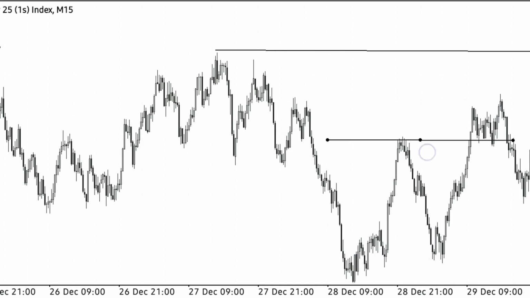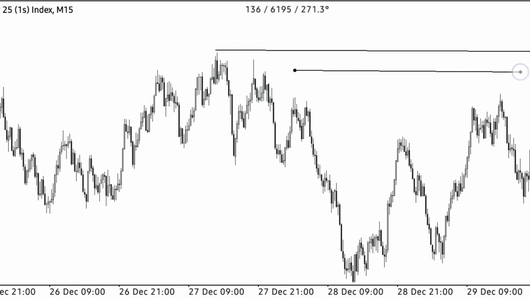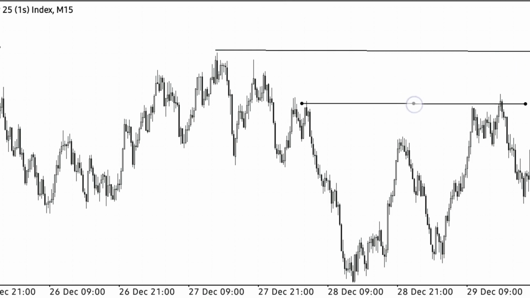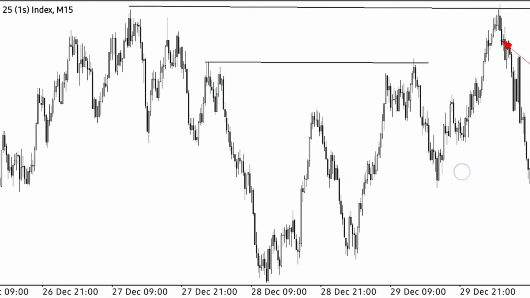You can see we do not really have a movement. We do not have movements here. So this is our first break of structure. We are considering this as our first break of structure. This is the trend. So this is our first break of structure.